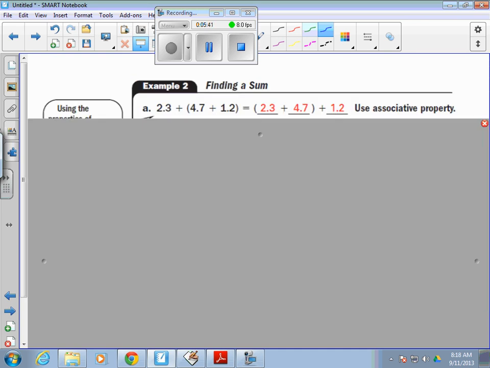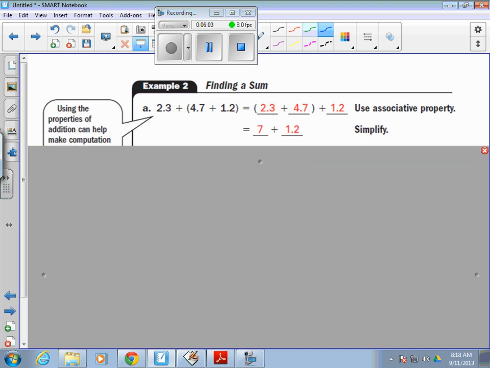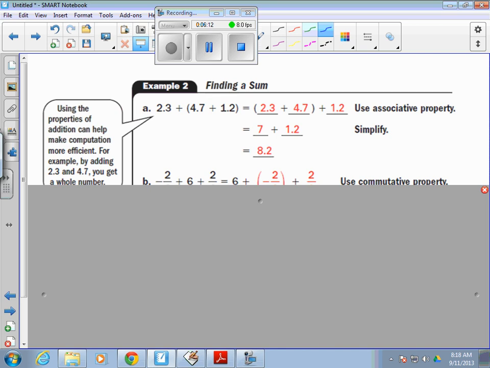Finding a sum says 2.3 plus 4.7 plus 1.2. Using the associative property, you could add 2.3 and 4.7. The reason that is easier is because 3 and 7 we know are complements of each other, so we get to the number 10. So 4 plus 2 is 6, plus another one is 7, plus the last term in the expression, 1.2. So 7 plus 1.2 would give you 8.2.